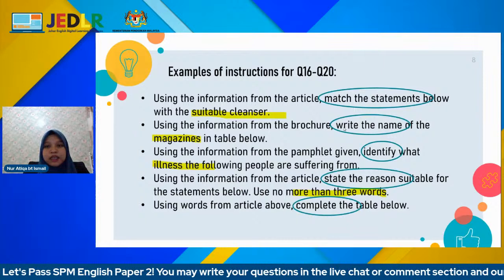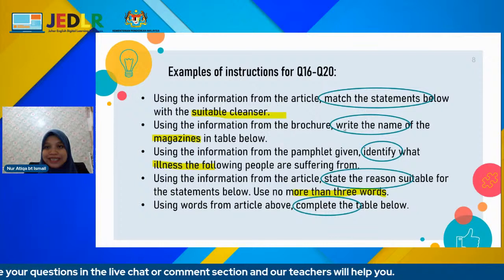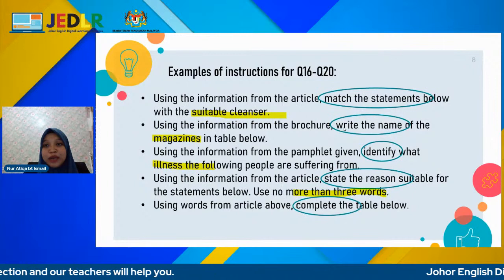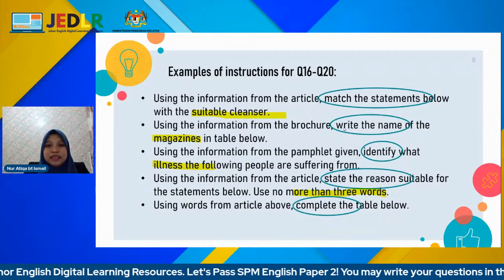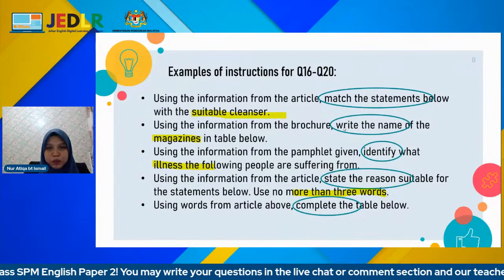So as you can see there, those words or phrases that I've circled, ataupun frasa yang telah saya bulatkan, they are all match, write, identify. They are all kata kerja, meaning that that is the instruction. The ones in circle that are instruction, arahan. Arahan yang apa perlu buat untuk menjawab soalan tersebut.